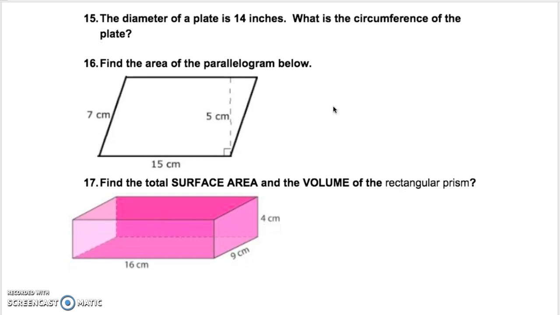Number 15. The diameter of a plate is 14 inches. What is the circumference of the plate? Once again, using the circumference formula.